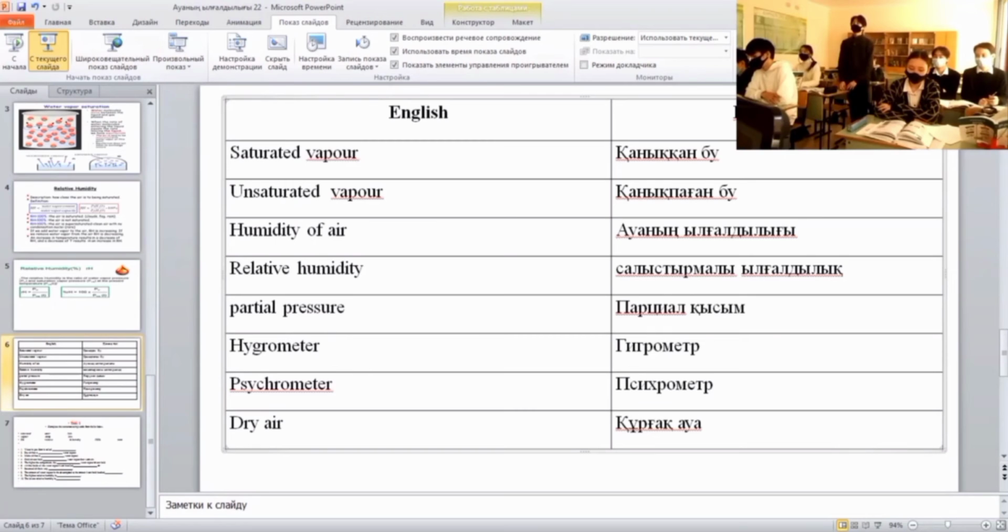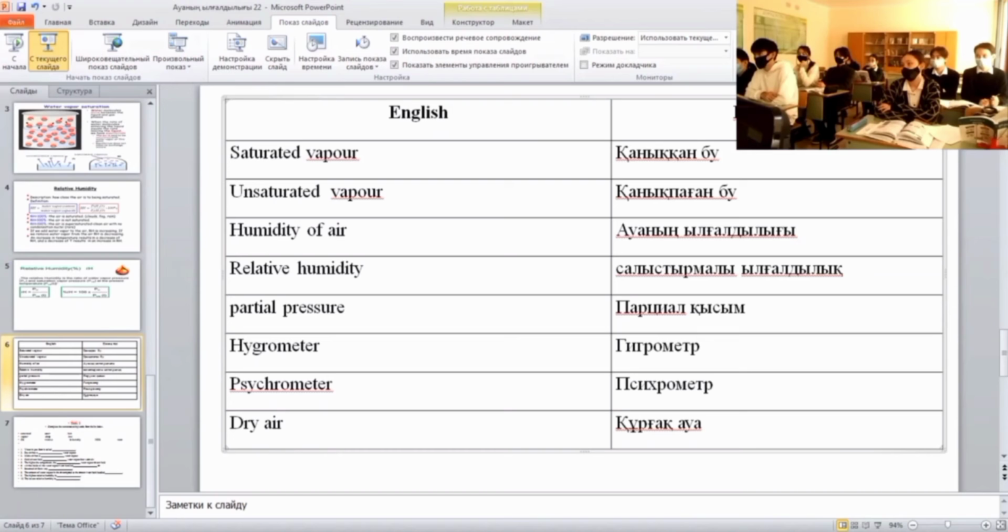A hygrometer is an instrument to measure humidity. Measurement instruments measure parameters such as temperature and pressure, and modern electronic devices use changes in electric capacitance or resistance. And about the psychrometer: a psychrometer has two bulbs. The first bulb is dry, and the second is wet. The wet bulb shows a lower temperature than the dry bulb. Then we determine the humidity by the psychrometric table. Okay, good job.